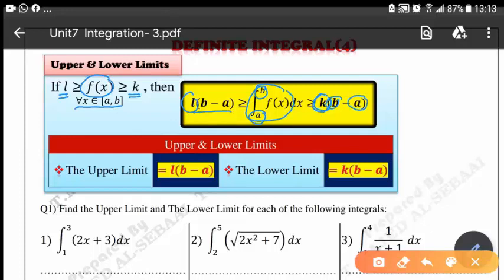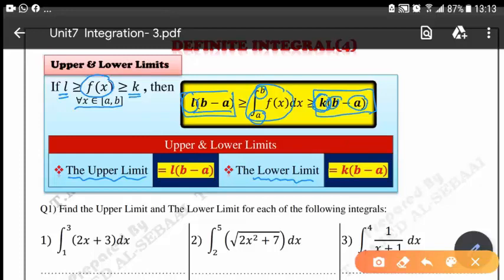Okay? What do I call this part? I call it the upper limit. The upper limit equals L times (b minus a), while the lower limit is K. This part is the lower limit. It is K multiplied by (b minus a).